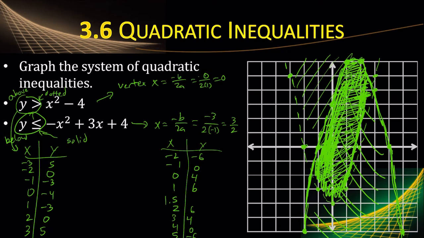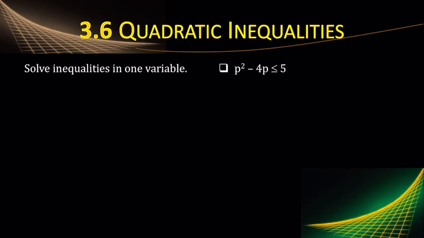You get this nice little oval type shape. The other type of inequality is when there's only one variable, such as this one here: p squared minus 4p is less than or equal to 5. What we're going to do is make it equal to 0, or in this case greater than 0 or less than 0, but 0 is going to be on one side.